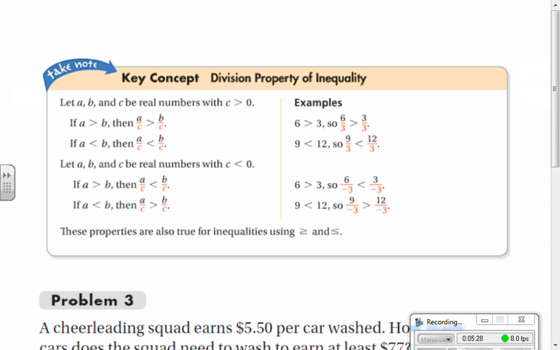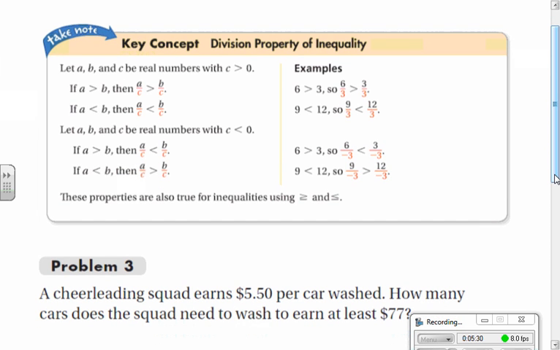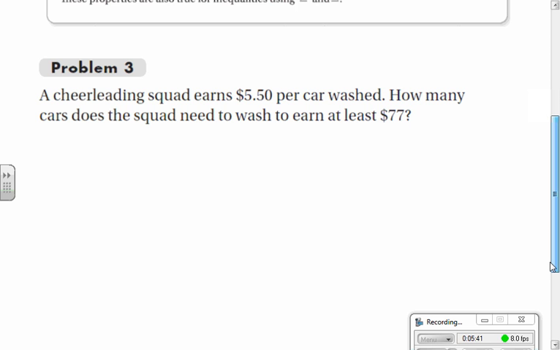Now, division property of equality, again, works the same way as multiplication. If you're dividing by a positive number, you don't switch the sign. If you're dividing by a negative number, you should switch the sign. So here's a problem, and we're going to write an inequality to represent this.